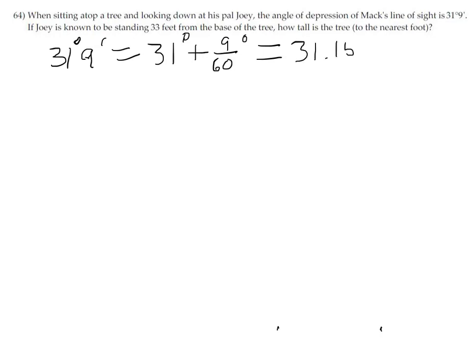31 degrees 9 minutes is 31 degrees plus 9/60 degrees. Dividing the minutes by 60 gets you degrees. And our calculator gives us 31.15 degrees.